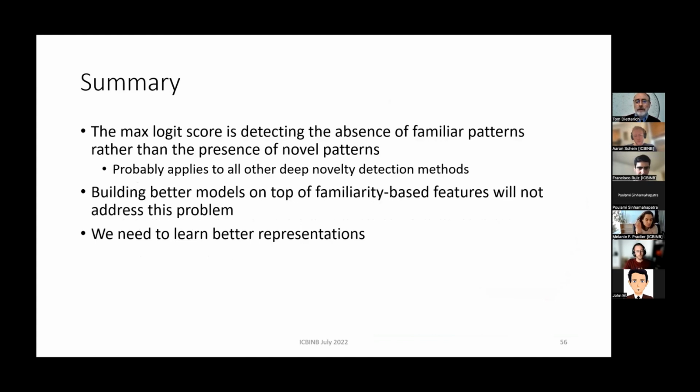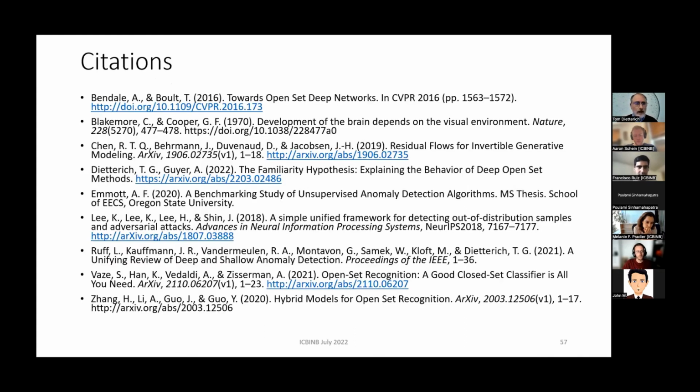And I think building better models on top of familiarity-based features, like trying Bayesian techniques, is not going to help, because it doesn't really address the problem that you just don't have a representation for novelty. So being Bayesian about it or building an ensemble isn't going to help, because the fundamental problem is we need to learn better representations. So I'll stop there. If you're interested in reading more, we have an arXiv paper here, which we just revised recently, so it matches the talk you just saw.